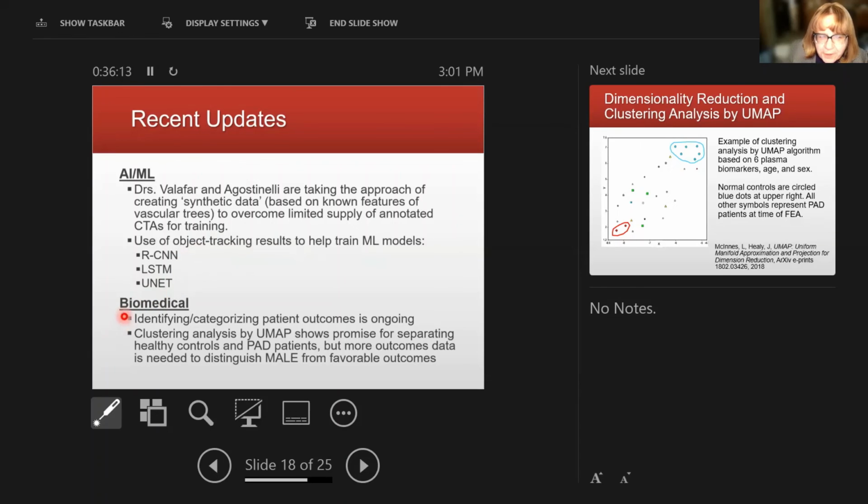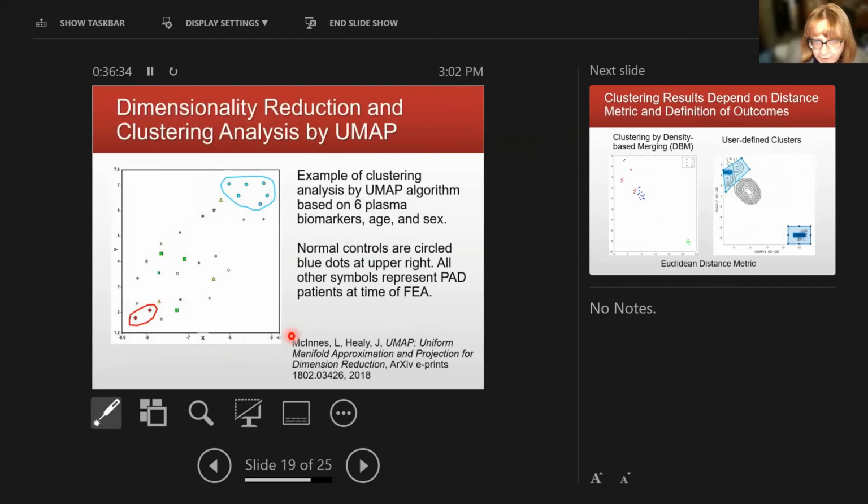In terms of the biomarker analysis, we're continuing to identify and categorize patient outcomes and doing some dimensionality reduction and clustering analysis using several approaches such as k-means and UMAP. And I'll just show a couple of examples from that.